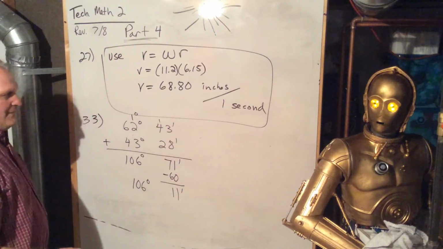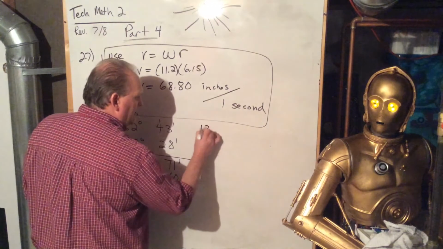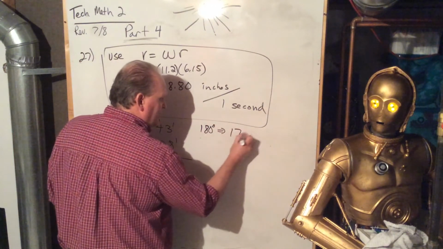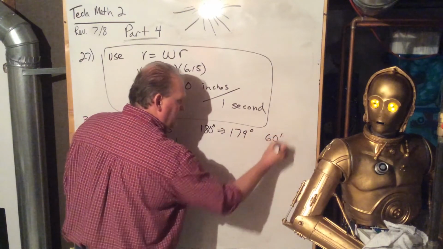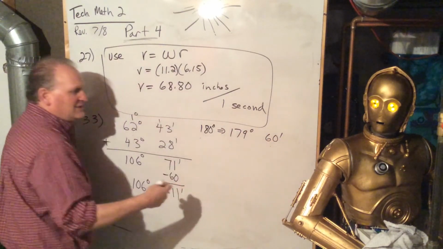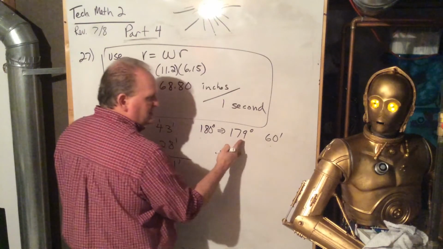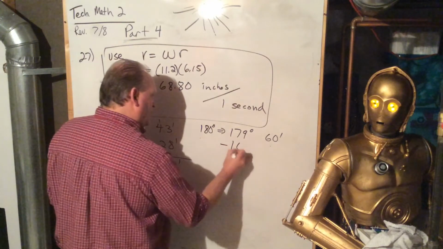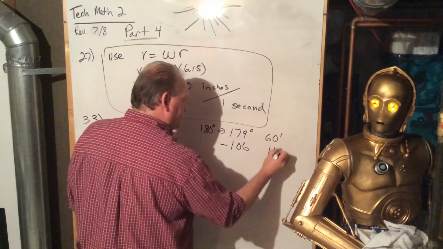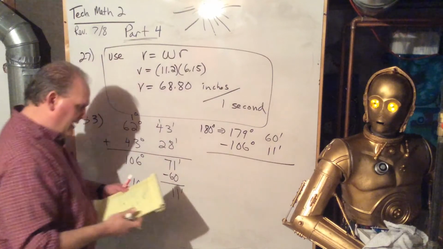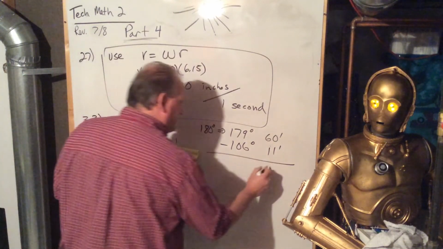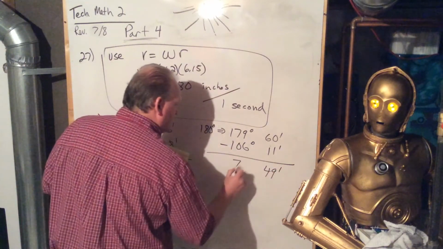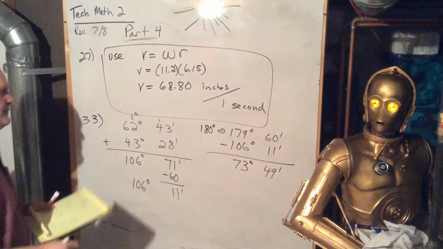That's adding the 2 up. We have to subtract from 180. But 180 isn't nice to subtract from, so we're going to make it 179 degrees 60 minutes. That is the same as 180, just like if it was hours, it would be 179 hours and 60 minutes. It's the same as 180 hours. Subtract off the 106.11. And there we go. We don't even have to borrow or nothing. 73 degrees, 49 minutes. Okie dokie.